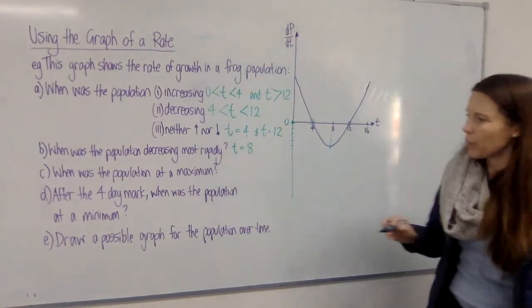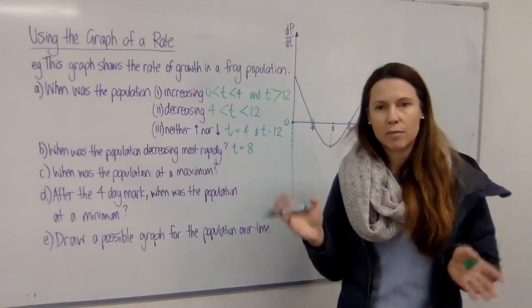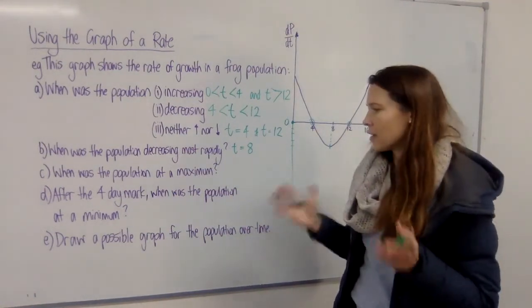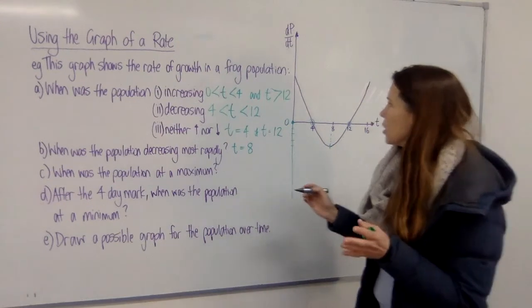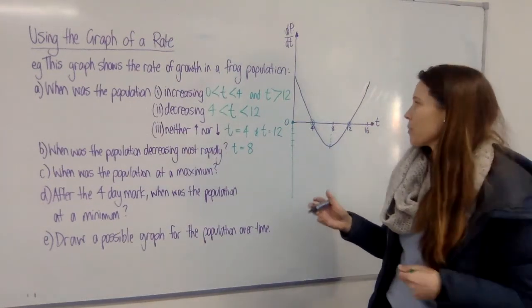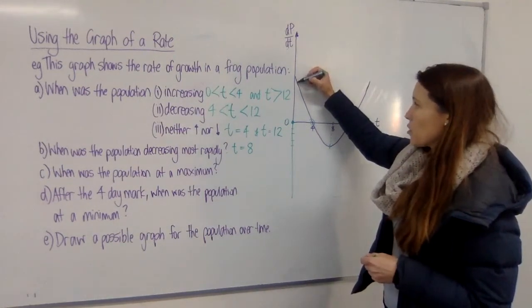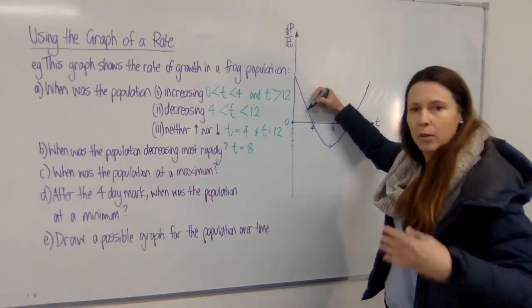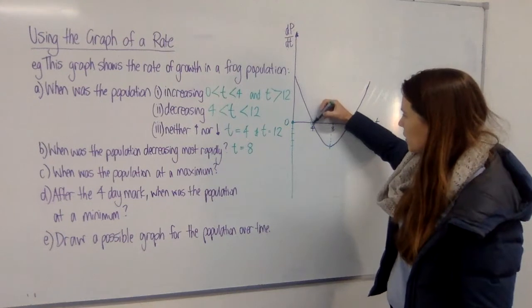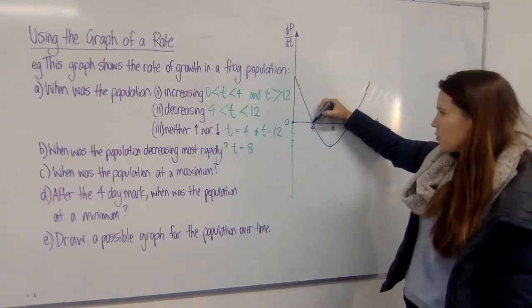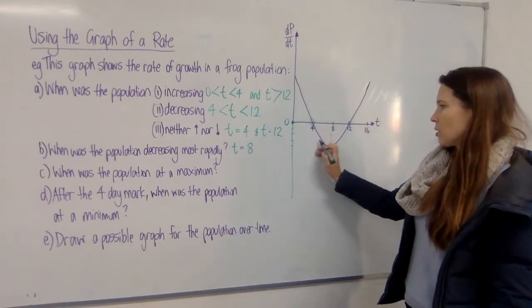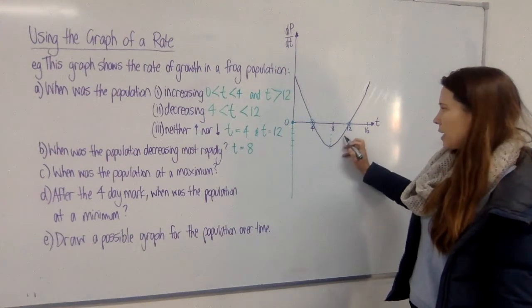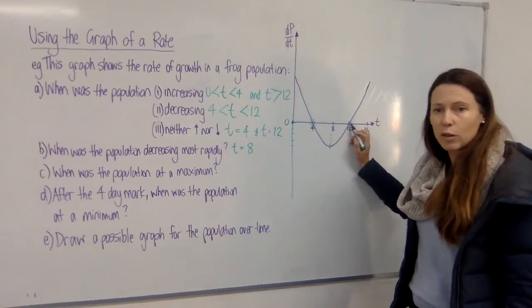All right, when was the population at a maximum? Now, think. We need to tell a little bit of a story here to work this out. We don't know how many frogs there were in the first place, but we know that the frog population was growing. Even if the rate of growth was getting a little slower, we were still getting more frogs for this whole time. Once we hit day 4, we started to get less frogs. And we kept on getting less frogs all the way up to day 12.